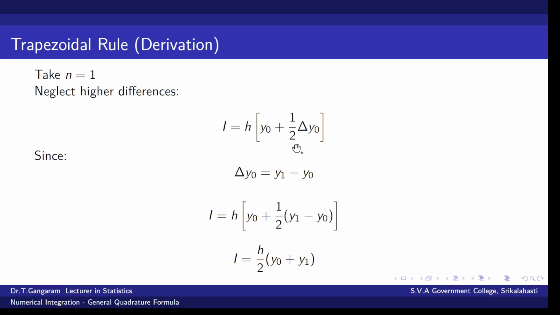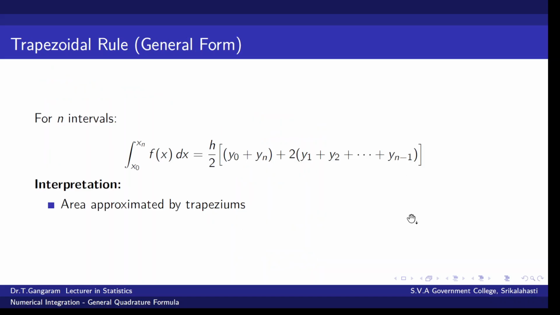I is equal to h into y naught plus n is equal to 1 by 2 delta y naught. We know that by definition of delta y naught, the forward difference operator, it is y1 minus y naught. Instead of delta y naught, we can use y1 minus y naught. This is I is equal to h by 2 into y naught plus y1. This is the first rule, for two terms only.